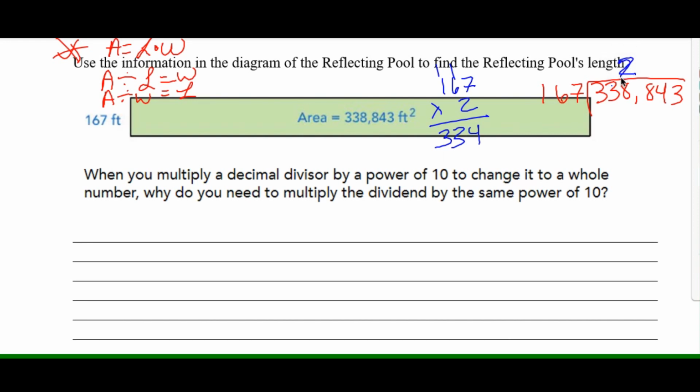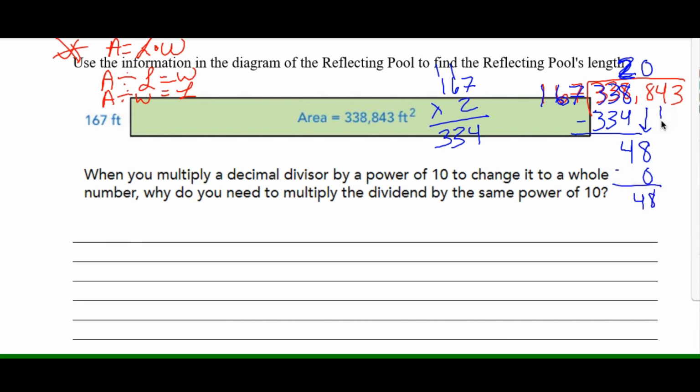And the reason I put the 2 above the 8, this is really important when we're dealing with decimals, is because 167 went into 338. So you put that number above the last number. So I'm going to put 334 here, and I'm going to subtract, and I have 4 left over. So I'm going to bring down my next number, which is an 8. Every time you bring a number down, you have to put a number in the quotient. So 167 goes into this 48 0 times. So you have to put a 0 above that 8. And then 0 times 167 is 0. And then we have 48.